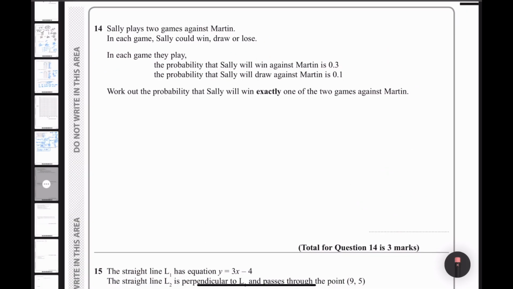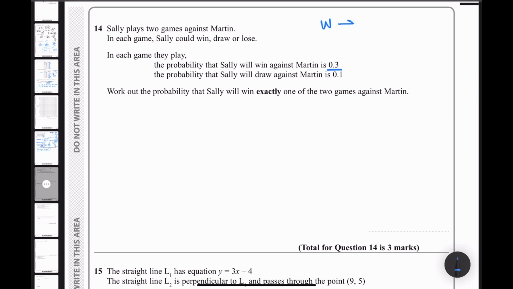Alright, so question number 14. It says Sally plays 2 games against Martin. In each game, Sally could win, draw, or lose. In each game they play, the probability that Sally will win against Martin is 0.3. The probability that Sally will draw against Martin is 0.1. Work out the probability that Sally will win exactly one of the 2 games against Martin.